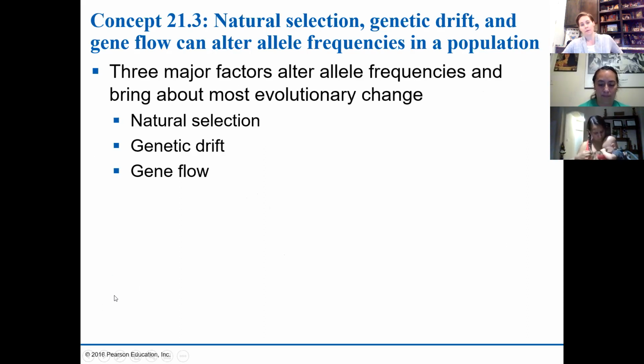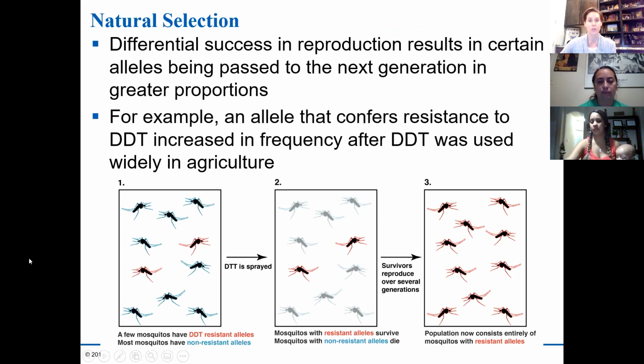I would know the 5 things that have to be happening in order for Hardy-Weinberg to exist. And it rarely is. There are always changes in allelic frequencies, the percentage of different genes in a population. There are 3 things that will make that change occur: natural selection, genetic drift, and gene flow. Natural selection is differential success in reproduction.